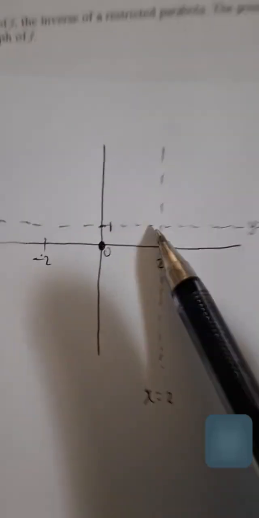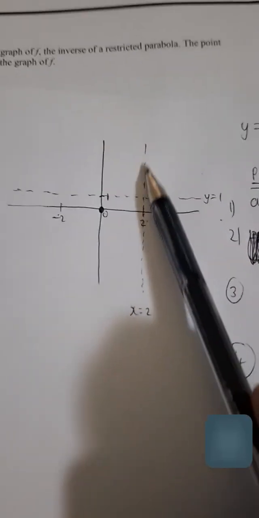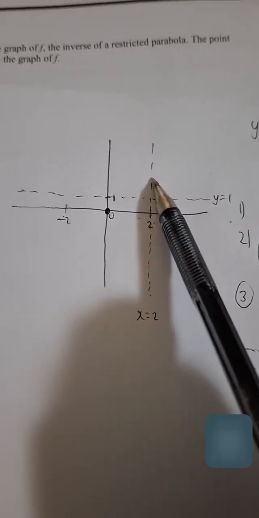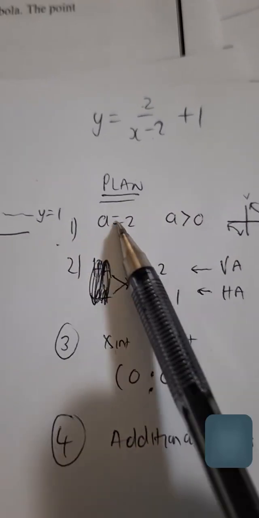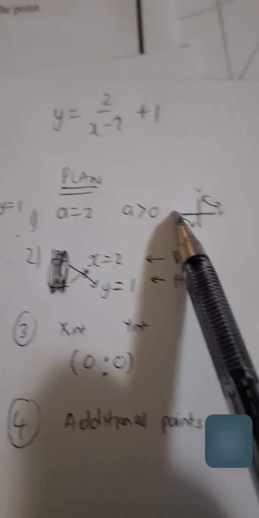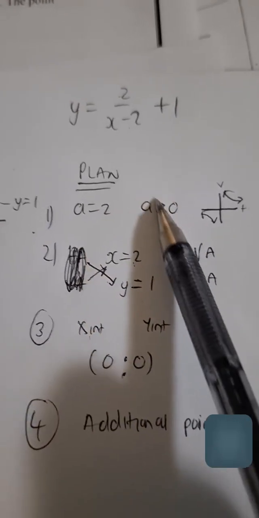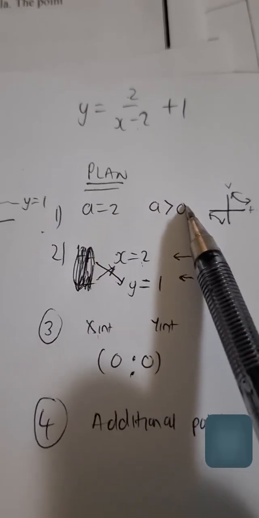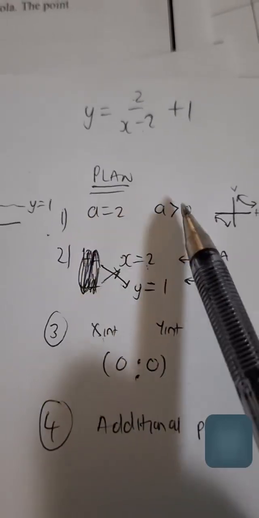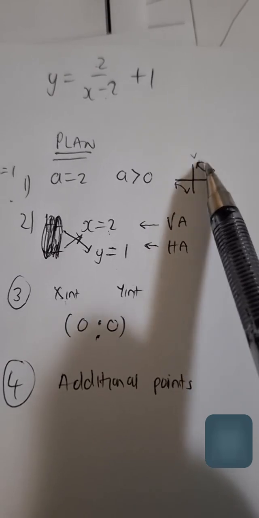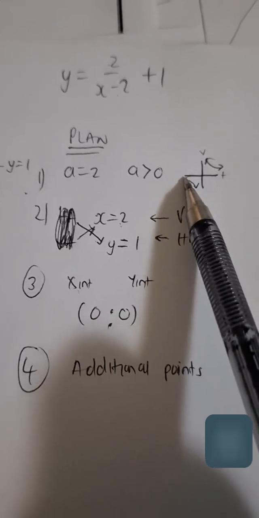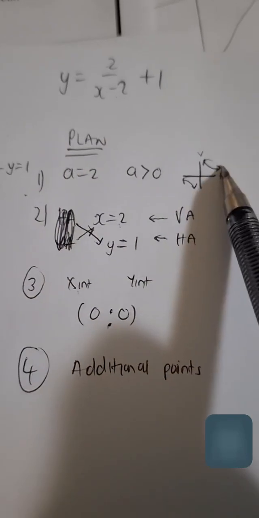All right, but anyways, okay, so guys, like I was saying here, whenever you are about to sketch a hyperbola function, what's important is to firstly write down your a value. You write it down, and then you state a is equal to 2, a greater than 0. If it's greater than 0, you are anticipating that your hyperbola function will be found in the first and the third quadrant.